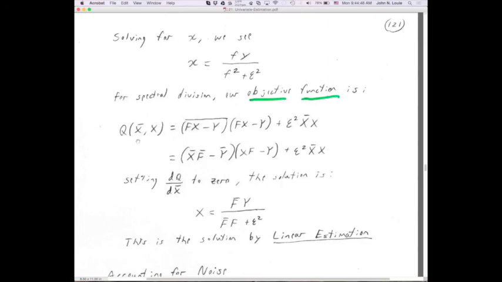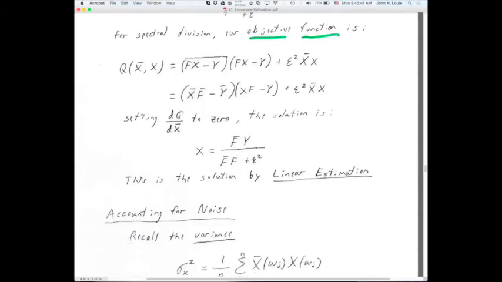Our objective function is in terms of x conjugate and x. Remember, that's the Earth input, the Earth structure we're trying to get out, the reflectivities versus time in the simplest kind of reflection case. And we have the conjugate of the quantity fx minus y times fx minus y, which is just fx minus y squared, plus epsilon squared times x conjugate x. The conjugate distributes itself inside the parentheses, so we're looking at x conjugate f conjugate minus y conjugate, that quantity times fx minus y. And then we still have the damping term out here.